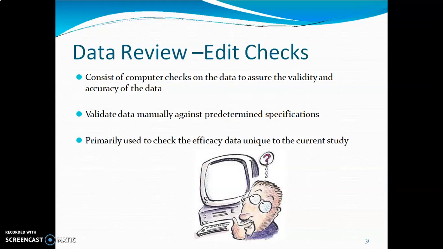So let us talk about data review, edit and checks. Now, with the help of the computer, data will be checked so that accuracy and validity can be assured. Validating data manually against the predetermined specification can also be done. The primary use is to check the efficacy data unique to the current study. You should make sure that the primary data you have collected, whether it is efficacy or not, is checked. Such things will be done with the data.